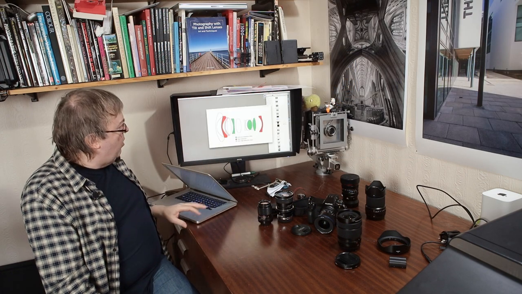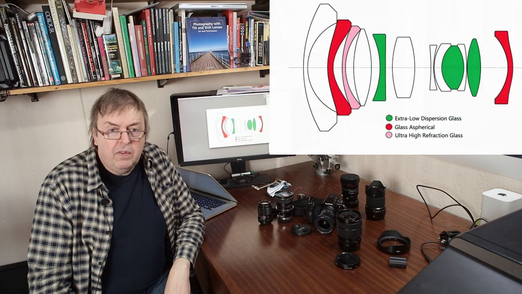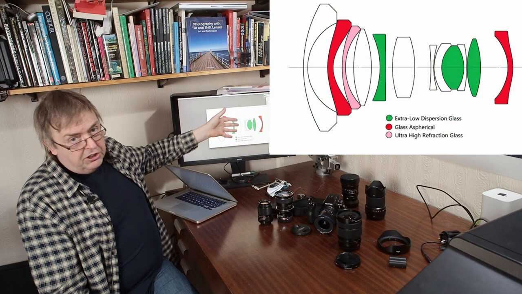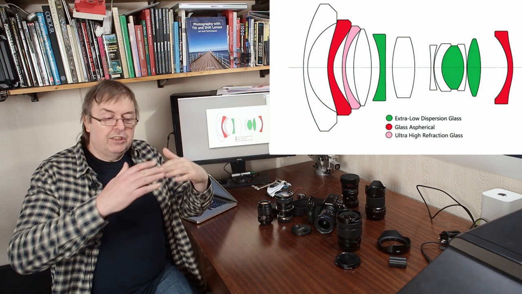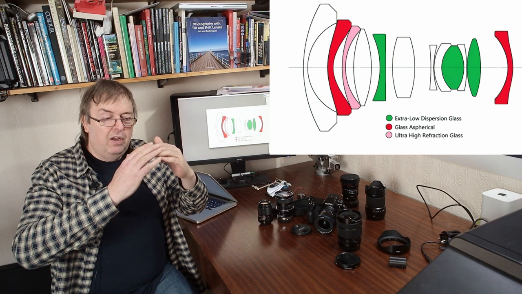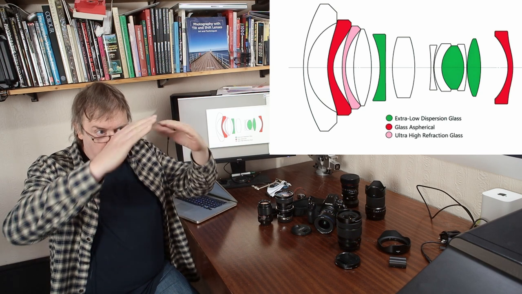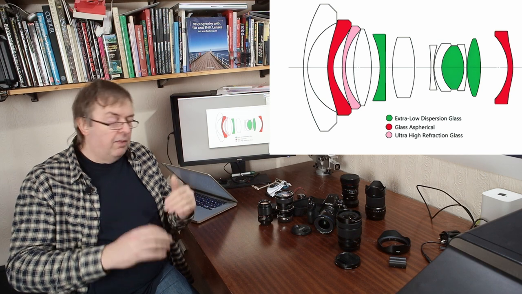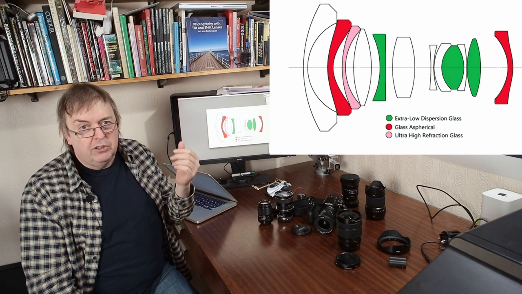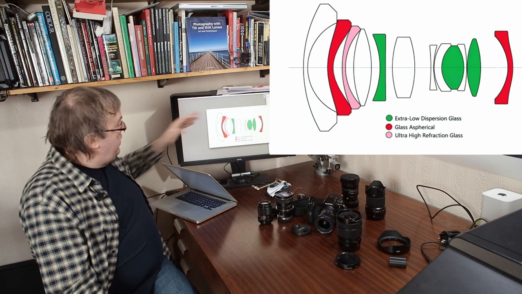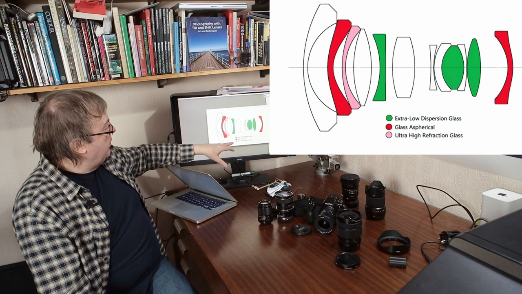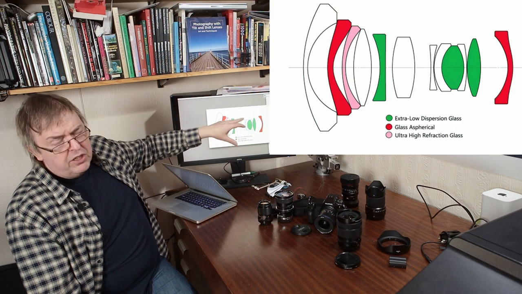And if I look at the Laowa, we've got another very complex design. Now, this has got low dispersion glass and aspherical optics, so that's glass curves which aren't normal spherical shapes, much more difficult to create. They use moulding techniques, they use special lens grinding. These are not optical elements you could have produced a few years ago. And they have a very high refraction glass in it as well. So you've got lots of different glass types.